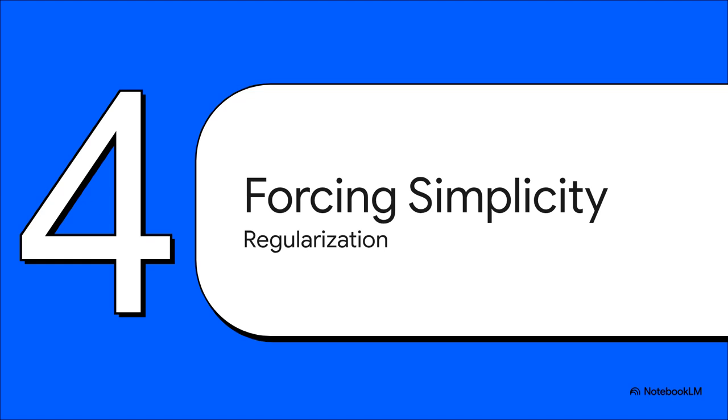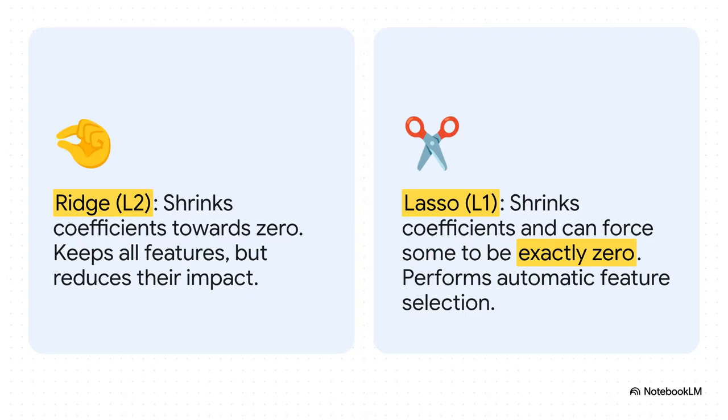Well, luckily there's a solution, and it's an elegant technique for forcing simplicity called regularization. Here's how regularization works. It basically adds a penalty every time the model gets more complex. Now, the two most popular ways to do this are called ridge and lasso. You can think of ridge as being kind of a gentle coach. It nudges all the features to have a little less impact. Lasso, on the other hand, is a strict editor. It will straight up delete the least important features by forcing their impact down to absolute zero.